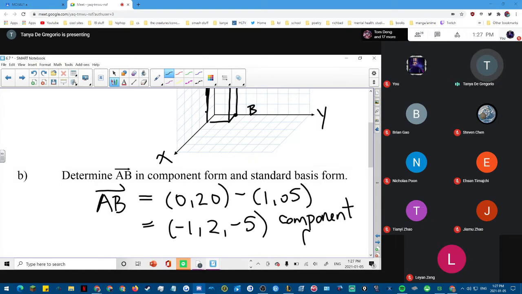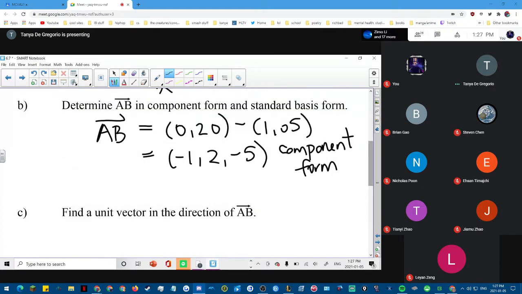Who can tell me what this would be in standard basis form? No one? No one's with me? Negative i, plus 2j, minus 5k. Careful, i, j and k. And this is your standard basis form. Short form there. Okay, standard basis.